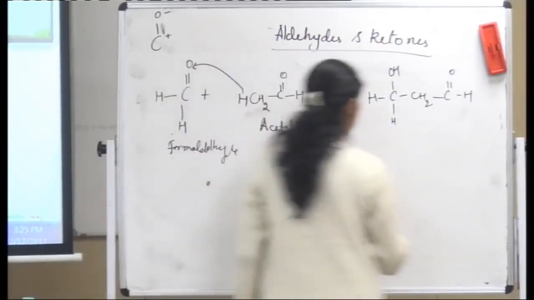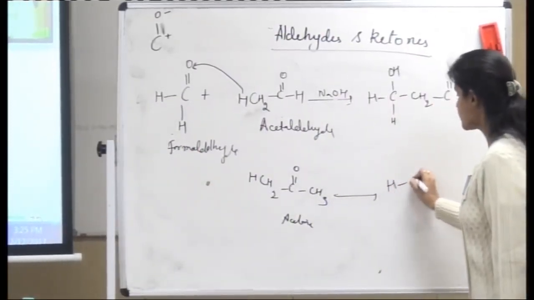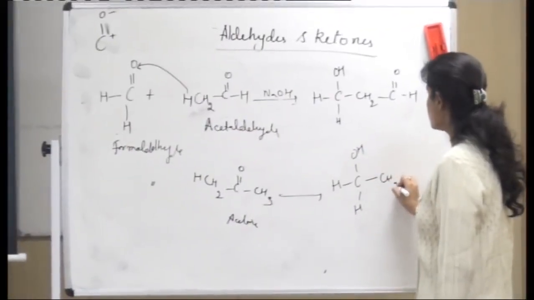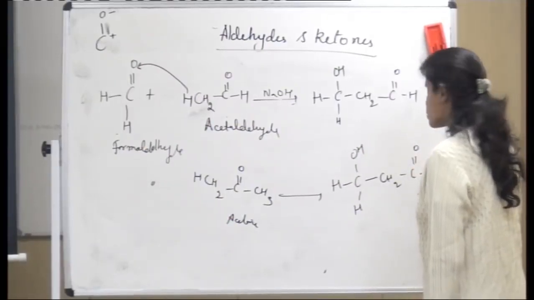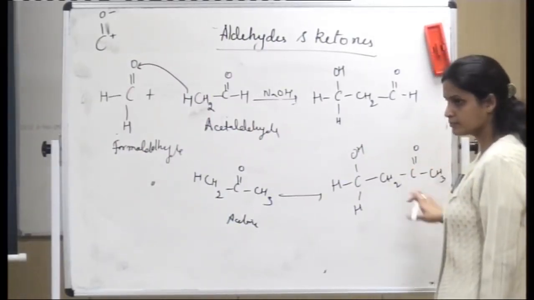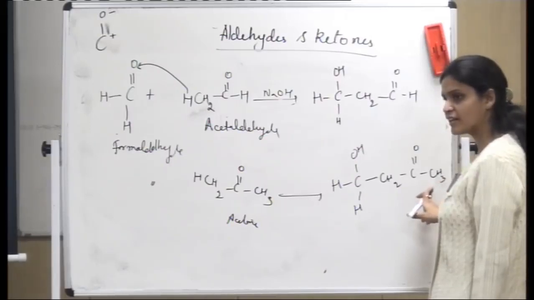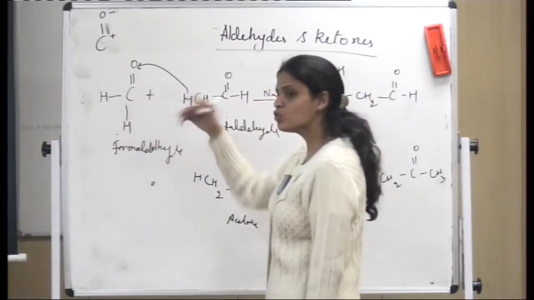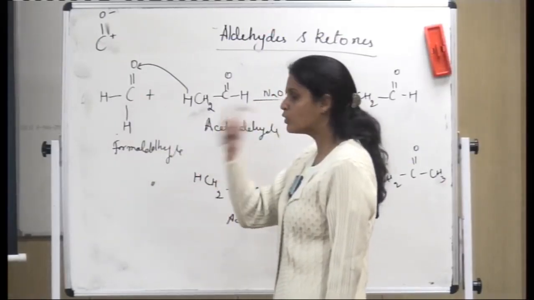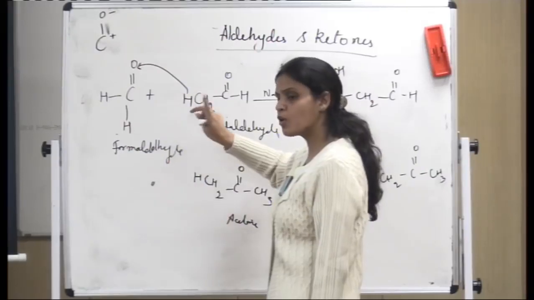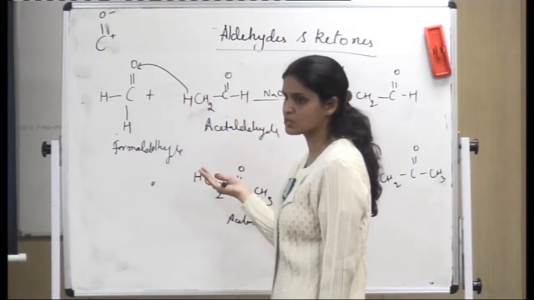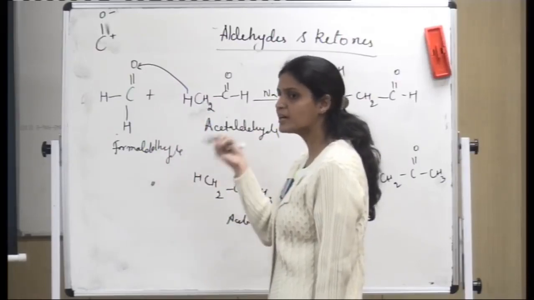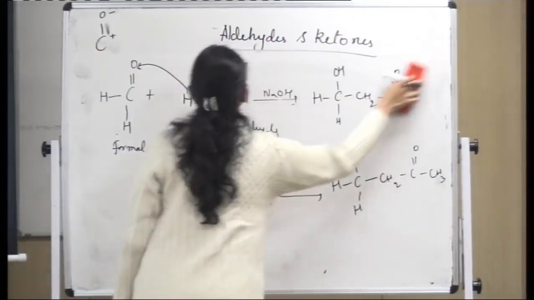What should be the product? It would be HCHO, then CH2COCH3. The only difference is that here we have one more alkyl group. So if out of two molecules, even only if one molecule has alpha hydrogen, it can undergo aldol condensation. If both of the reactant molecules do not have alpha hydrogen, that means they can't undergo aldol condensation, right?